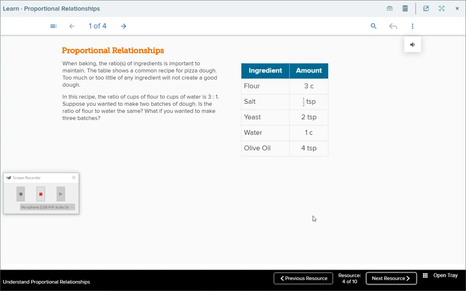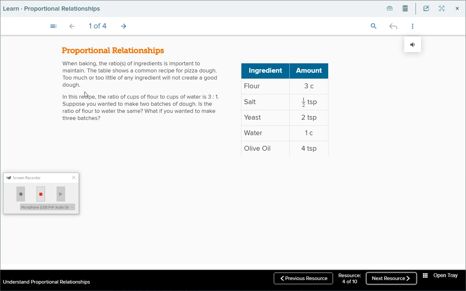When baking, the ratio of ingredients is important to maintain. The table shows the common recipe for pizza dough. Too much or too little of any ingredient will not create a good dough. In this recipe, the ratio of cups of flour to cups of water is 3 to 1. What does that mean? That means 3 cups of flour for every 1 cup of water. Good.